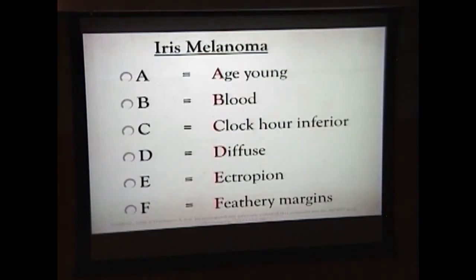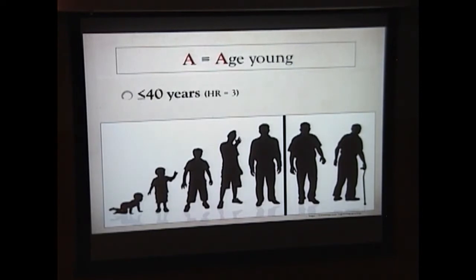Additionally, Dr. Shields and her colleagues came up with a similar mnemonic, but specifically for iris melanoma. This has been known as the ABCDEF, which we will be going through specifically today. So A is for age, young.